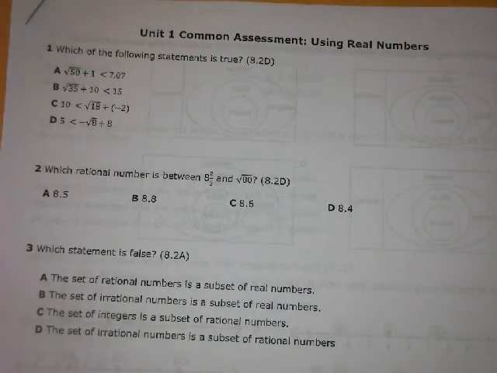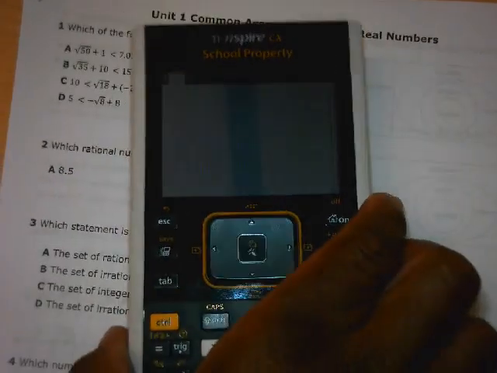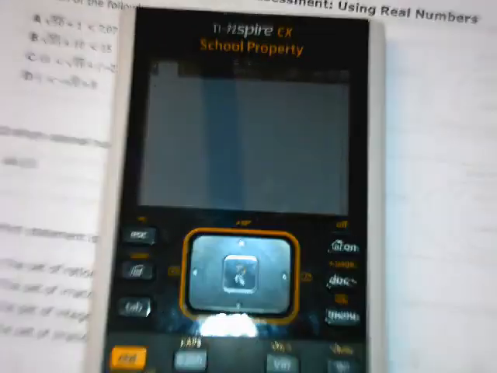But for number one, it says which of the following statements is true. So basically, you have to do the computation for each answer choice to figure out whether or not what they're saying is true. Like the first one says the square root of 50 plus 1 is less than 7 and 700ths. So you need to figure that out. But here's some advice I can give you. All right, I'm going to zoom in the calculator.